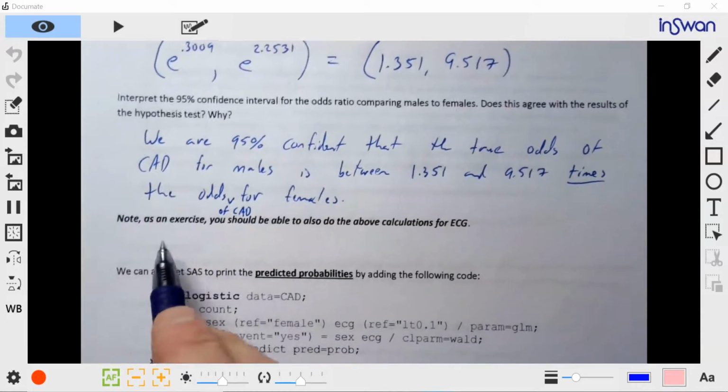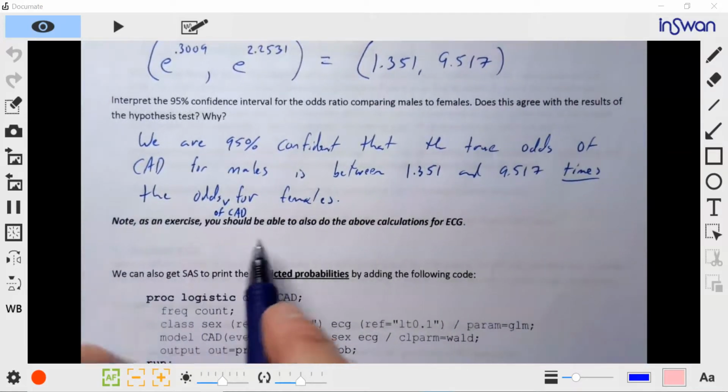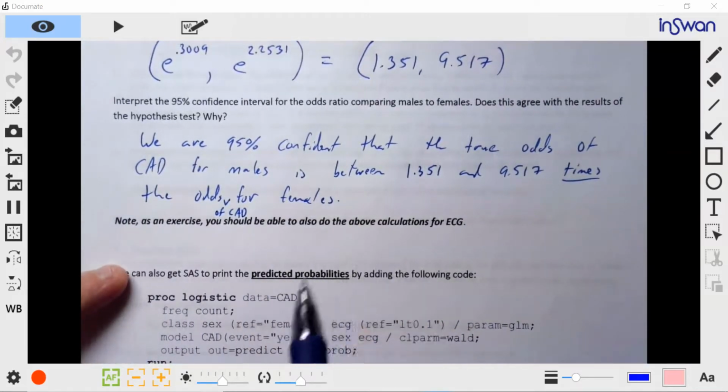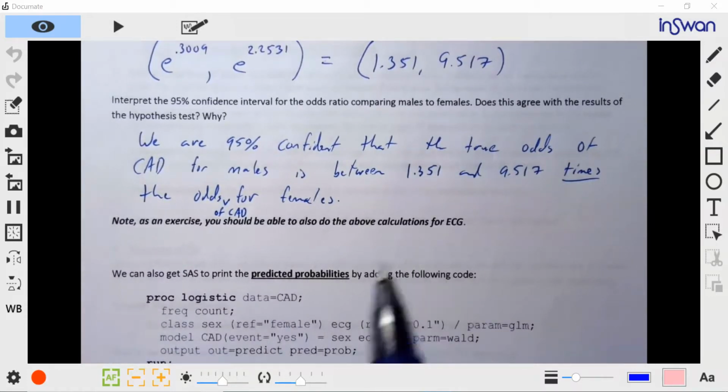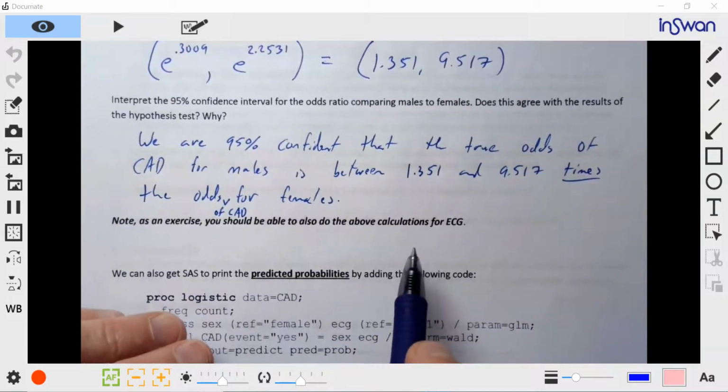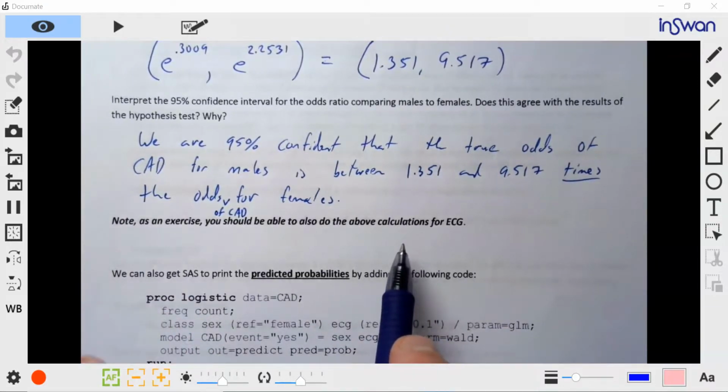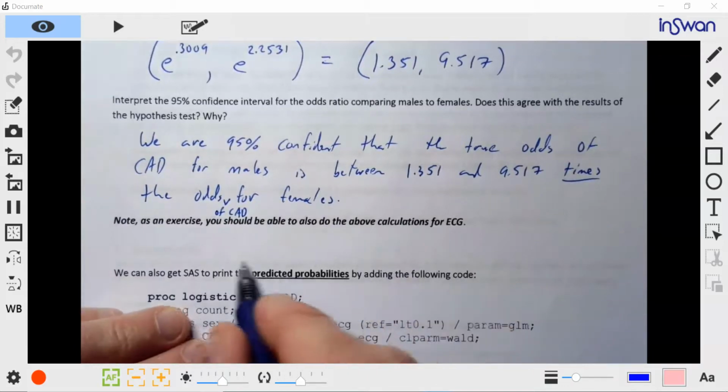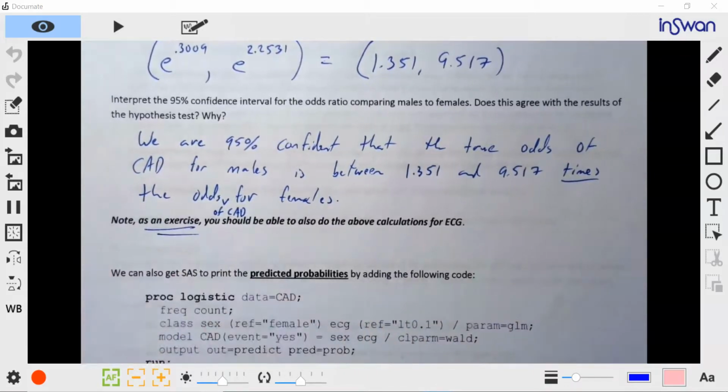And I just have it as an exercise that you can try on your own. You should be able to do the above calculations for ECG. We just did the odds ratio and the confidence interval and everything for males versus females, but now you should also be able to do the same calculations for high ECG versus low ECG. So I'd like you to try that as an exercise. And I'm going to pause this.